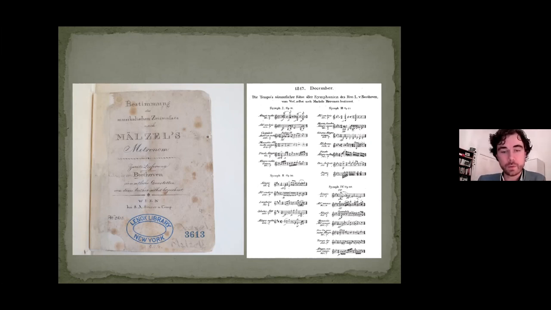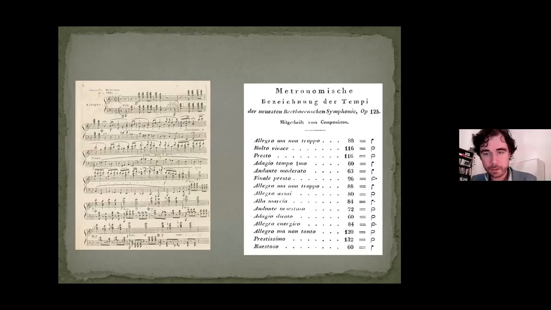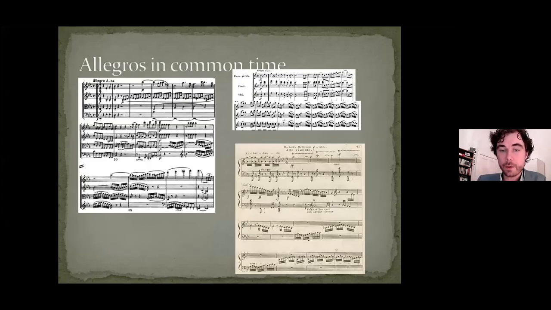Now, to name just one example out of many, the 4th movement of the 5th symphony and the 1st movement of the string quartet opus 74, both allegros in common time with crotchets, quavers, and semiquavers in scale figures, are both marked minim equals 84, despite the clear differences in instrumentation and in character.